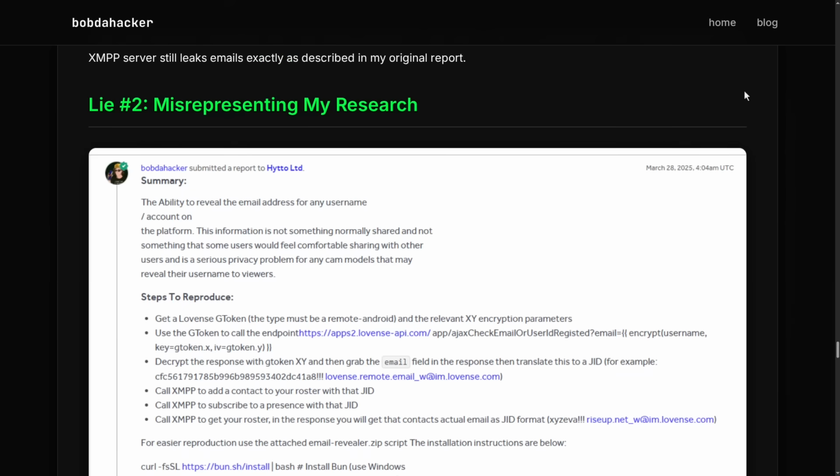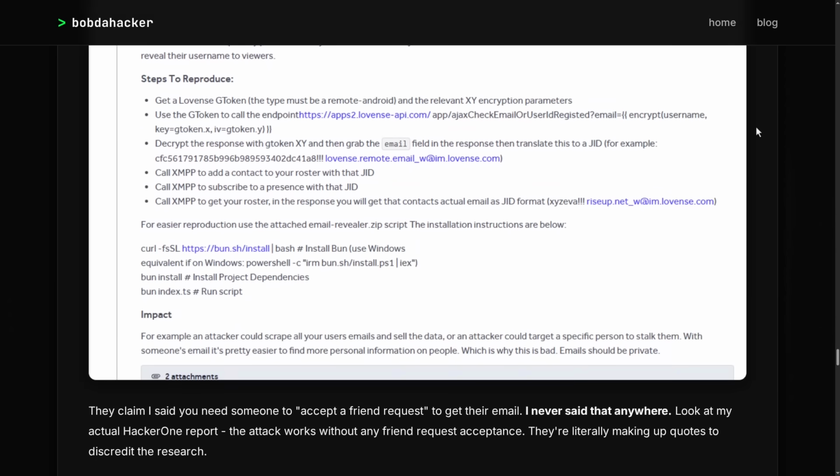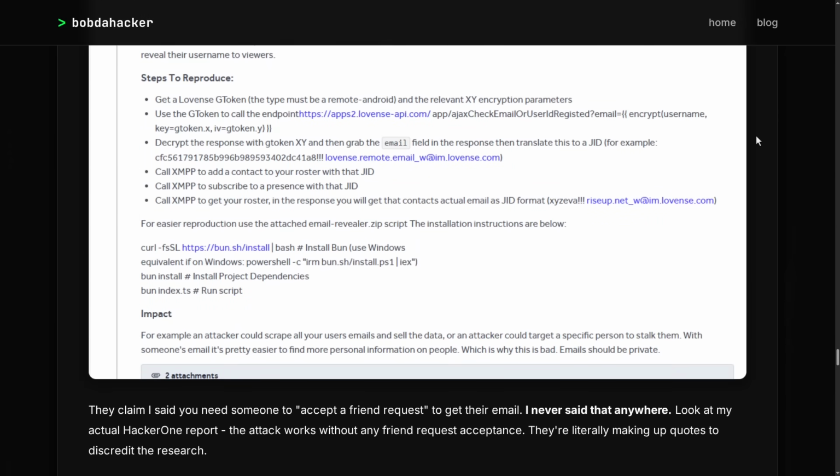Now, the shadiest part of all this, in my opinion, is the switch up that Lovense did with BobDaHacker's disclosure. First of all, they tried to also downgrade the severity of the issue with him as well by trying to say that in order to get the person's email, you had to accept their friend request, which is not true. All you need is their username, which, like I said, is already public information, so you could effectively have used this bug to get the email address of all 11 million Lovense users.